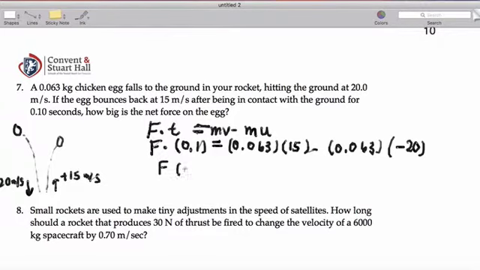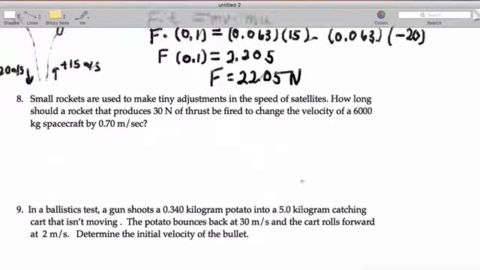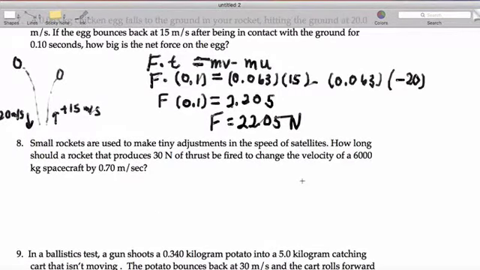Simplifying this expression, we're going to get 0.1 times F equals, and when we multiply all this out here, we're going to get 2.205. So that gives us a force equal to 22.05 newtons. Excellent. Now, small rockets are used to make tiny adjustments in the speeds of satellites. How long should this rocket produce 30 newtons of thrust to change the velocity of the spacecraft?